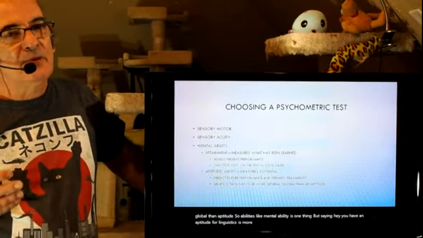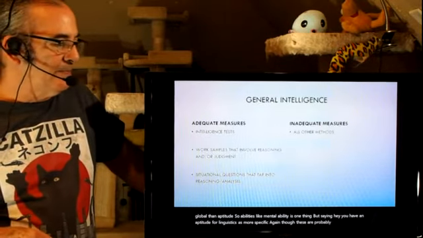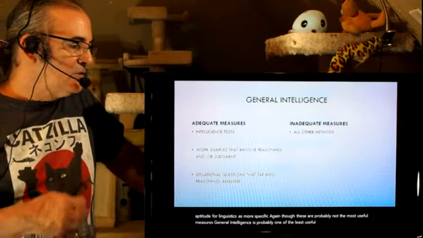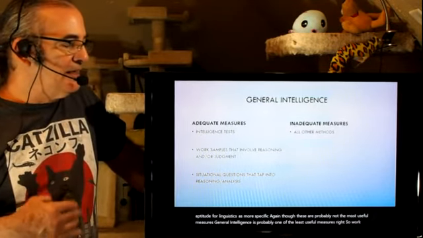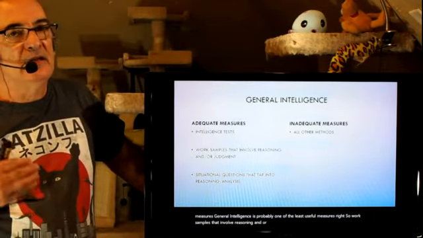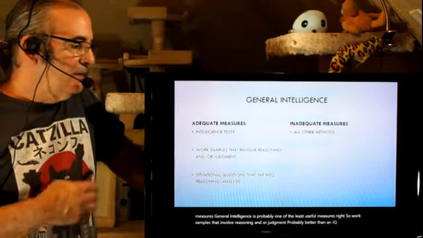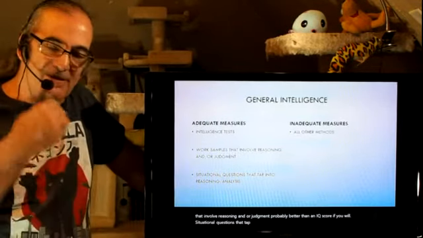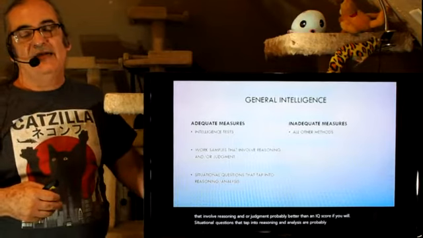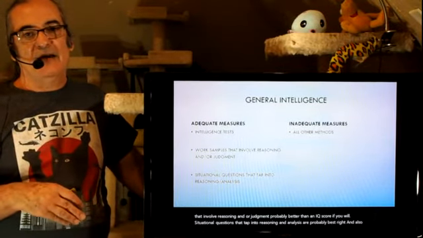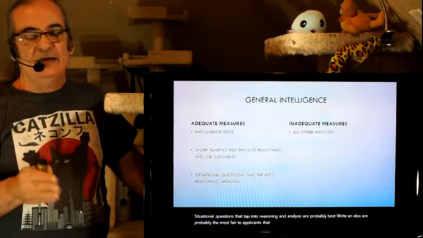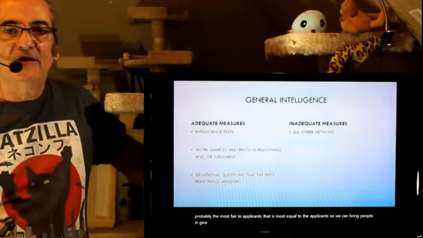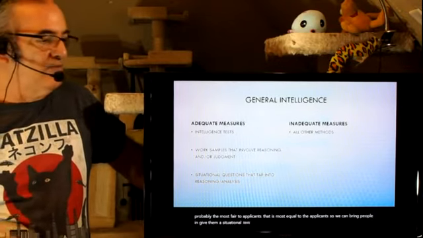Again, though, these are probably not the most useful measures. General intelligence is probably one of the least useful measures, right? So work samples that involve reasoning and or judgment, probably better than an IQ score, if you will. Situational questions that tap into reasoning and analysis are probably best, right? And also are probably the most fair to applicants, that is, most equal to the applicants. So we can bring people in, give them a situational test, and then score their performance on that.